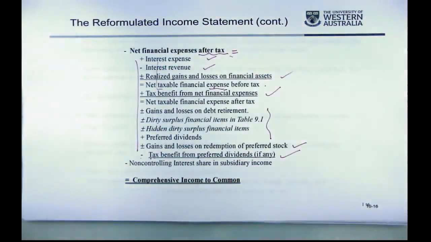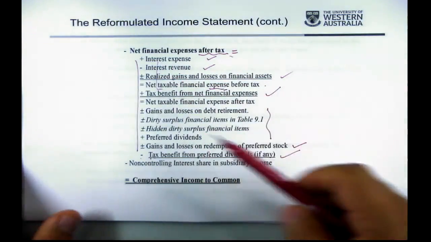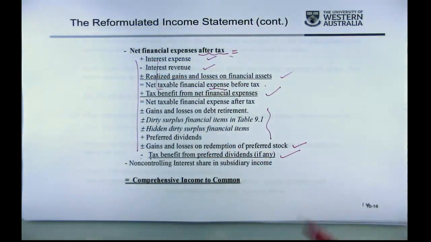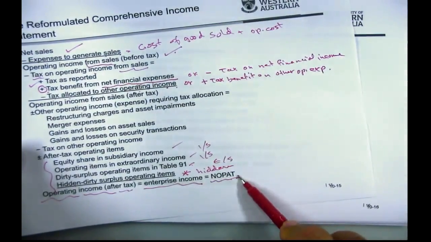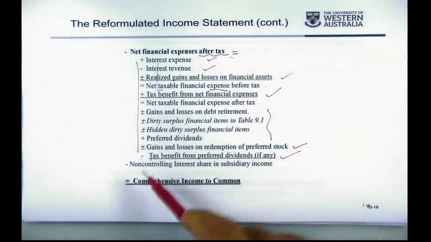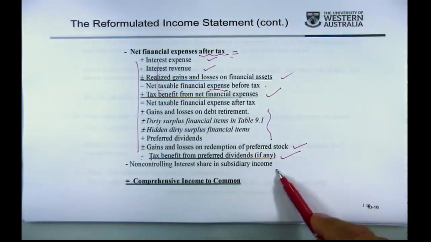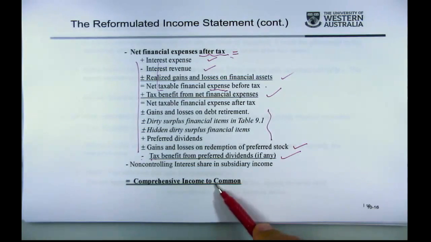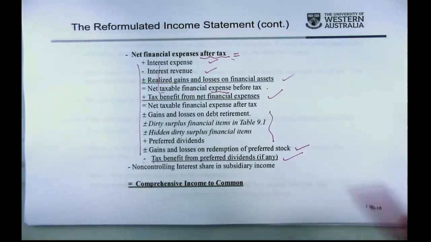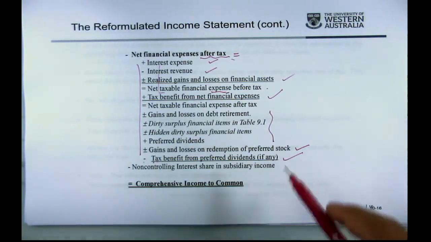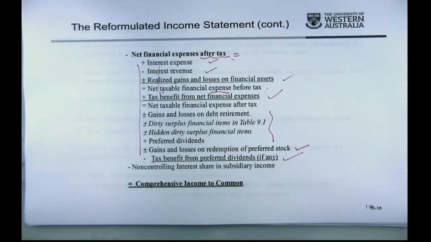Okay? Once you have calculated the net financial expense after tax, we subtract it from NOPAT. So NOPAT minus net financial expense minus non-controlling interest share in subsidiary income gives us the comprehensive income to common shareholders. Make sense? Again, don't be afraid. I'm not going to ask you something like this in the exam. But I believe that you understand what's going on, huh?